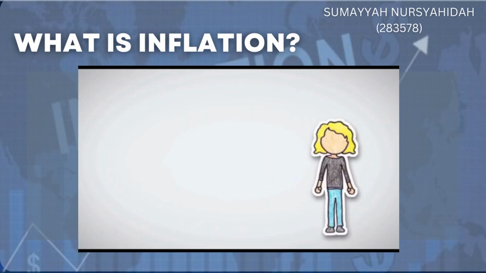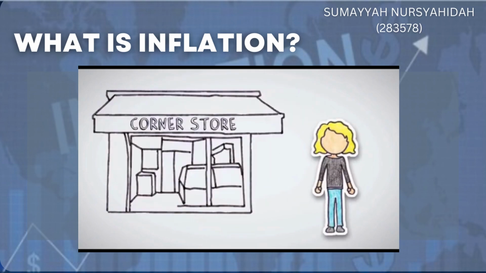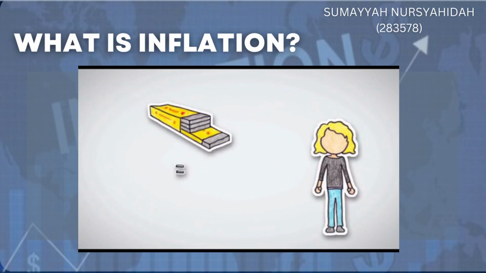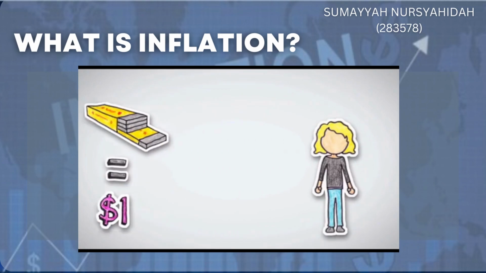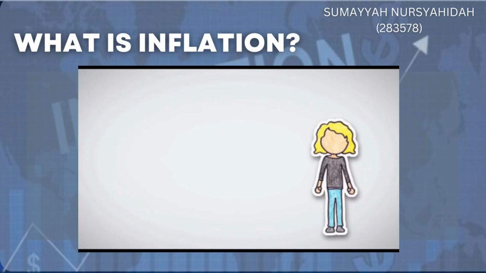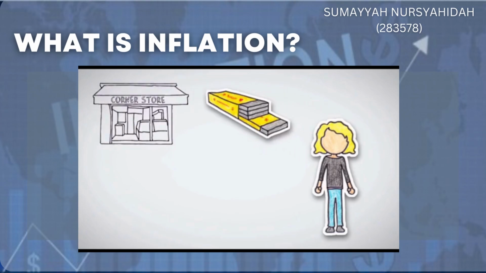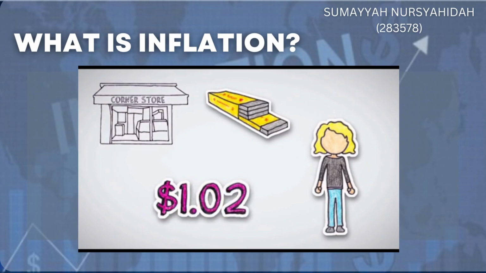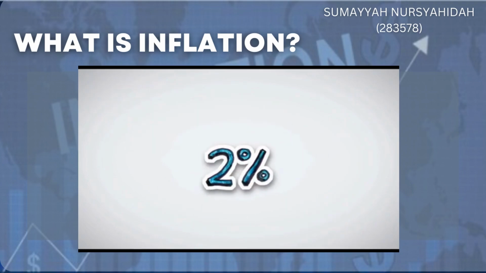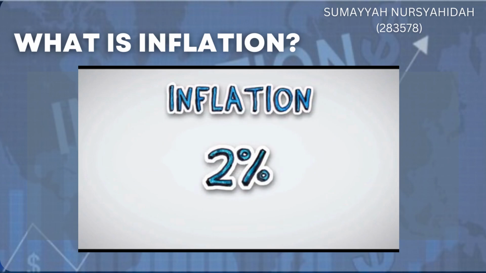Here's Claire. Claire heads over to the corner store to buy a pack of gum. That pack of gum costs Claire $1. Fast forward a year, and Claire heads to the exact same corner store and buys the exact same pack of gum. This time, though, the pack of gum costs Claire $1.02. That 2% rise in the price of the gum is inflation.